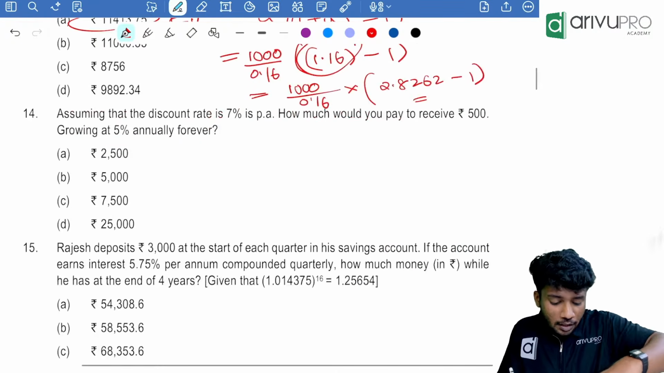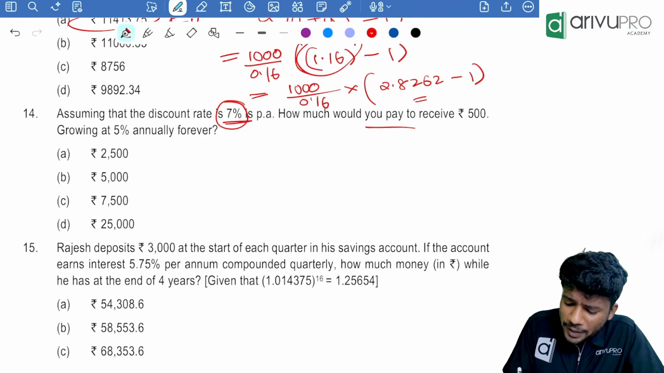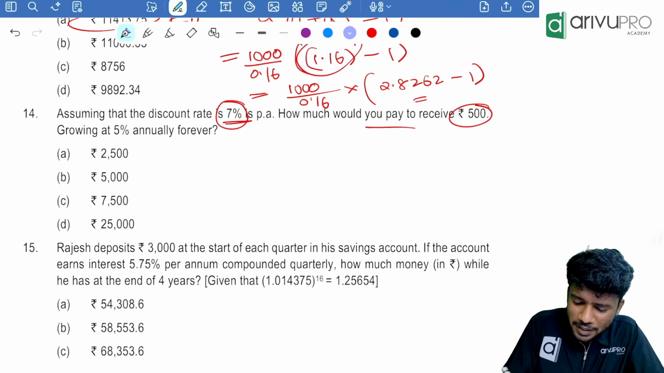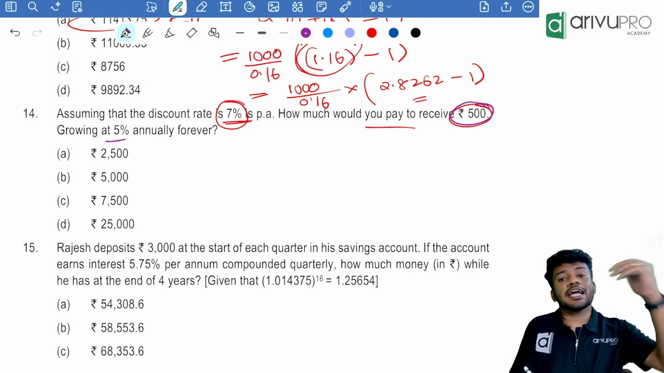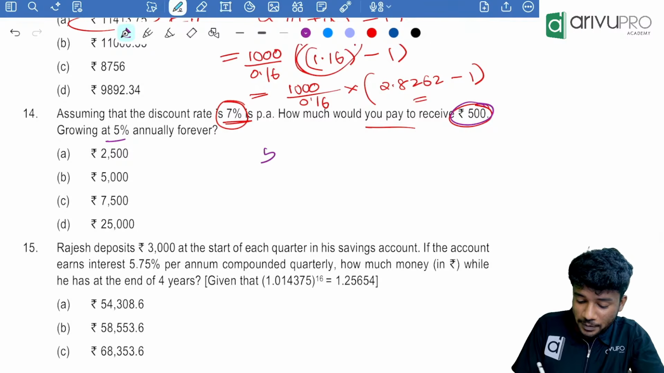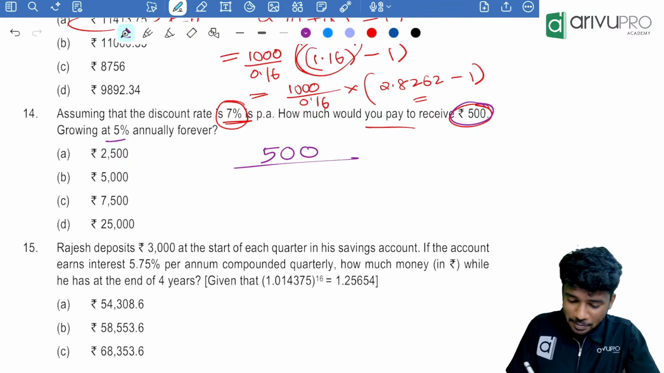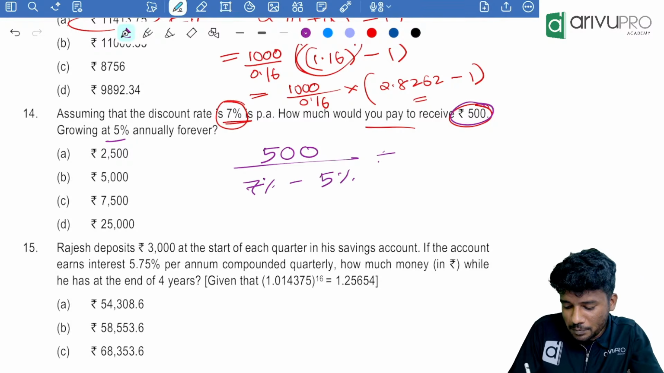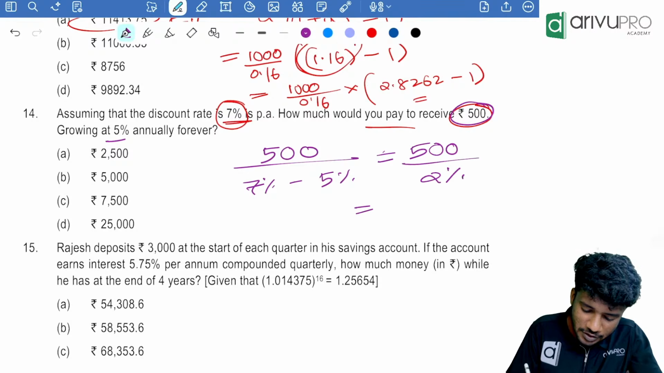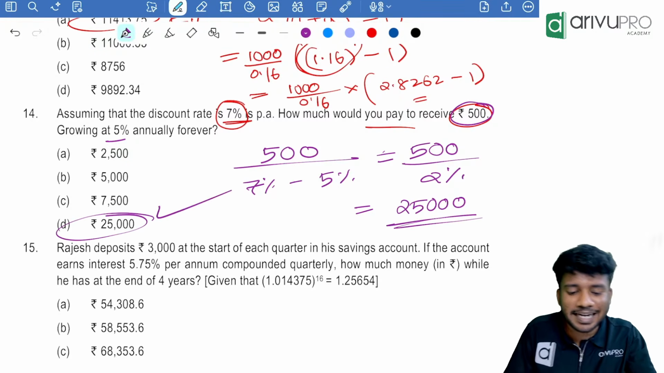Next one. Assuming that the discount rate is 7% per annum, how much would you pay to receive 500 growing at 5% annually forever? This is another perpetuity based question. Forever means receipt amount divided by discount rate minus growth rate: 500 divided by 7% minus 5%, which is 500 divided by 2%. The answer is 25,000. Take your calculator, you will directly get it.